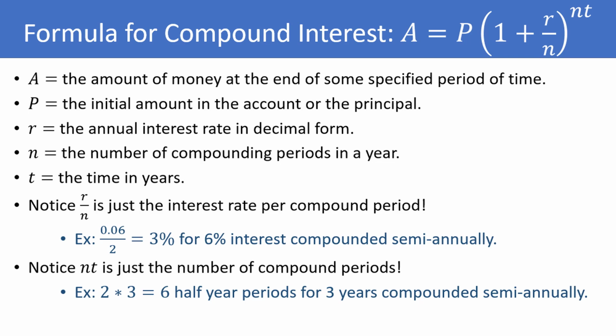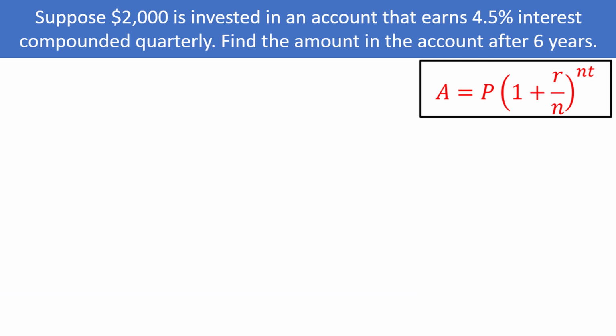Let's look at some examples. Suppose $2,000 is invested into an account that earns 4.5% interest compounded quarterly. Find the amount of the account after 6 years.